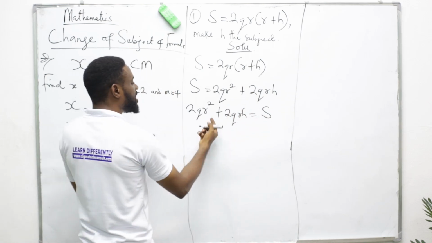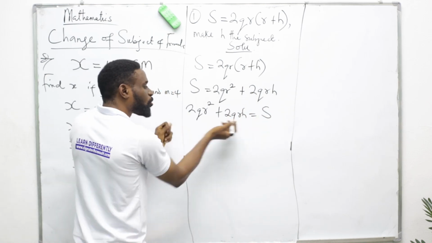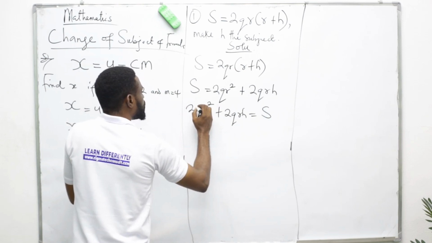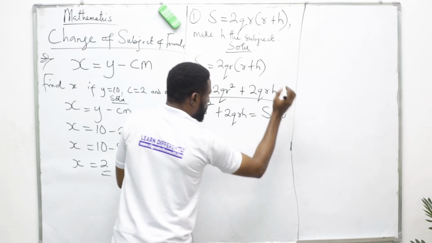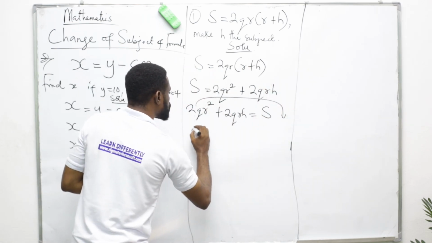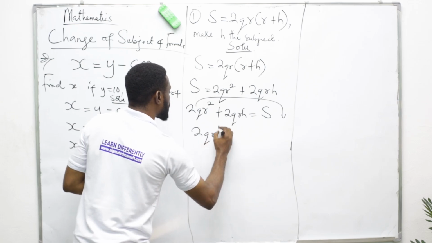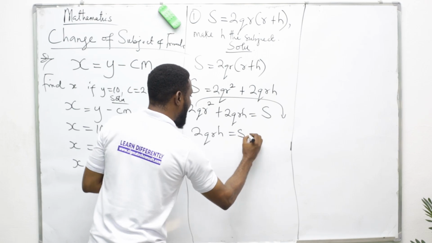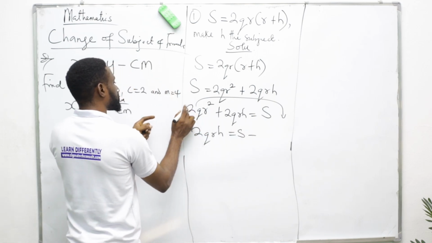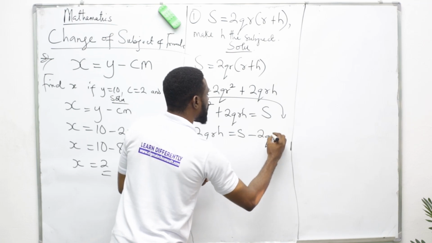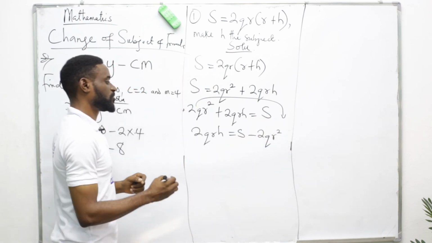Now, if this is this, we want this thing to be alone on one side of the equation. So let's take the whole of 2QR squared to come to this side. Okay, so we are taking it to the other side. So this will now be 2QRH is equal to S minus, because there is a positive sign that is invisible there, so minus 2QR squared. Do you get that now?